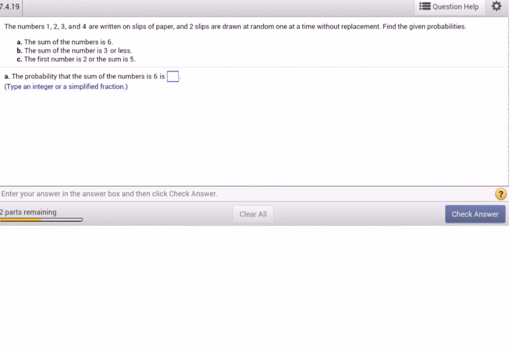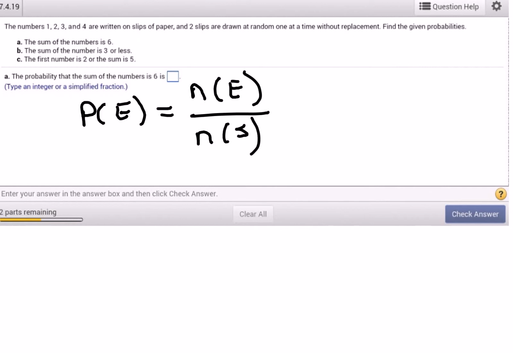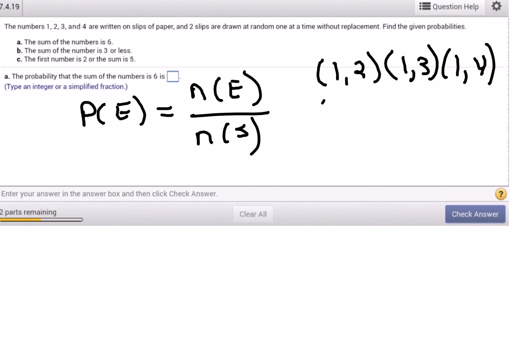The easiest way to do this problem is to draw out our sample space. Remember what probability is: the probability of the event is the number of times what we're looking for happens divided by the total sample space. So our total sample space for this particular problem, well, you could draw a 1 and a 2, a 1 and a 3, and a 1 and a 4. I'm going to write out the whole sample space.